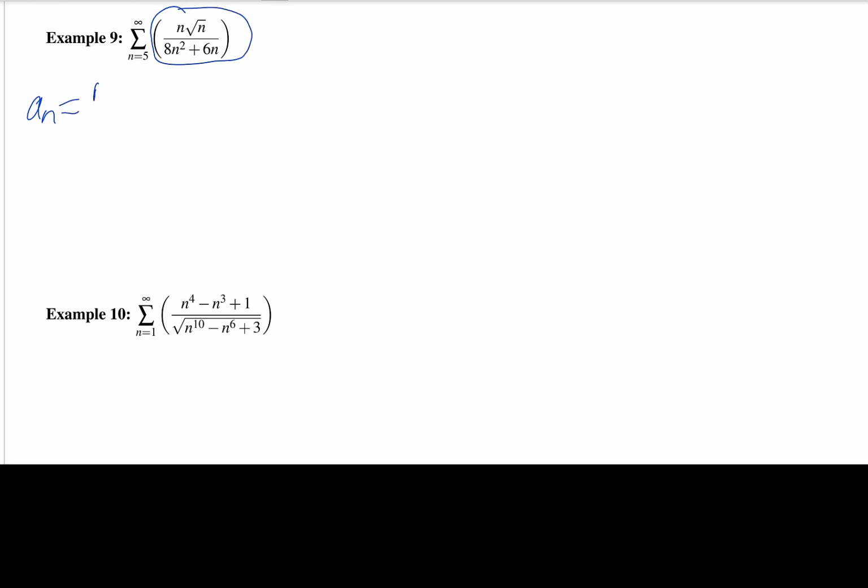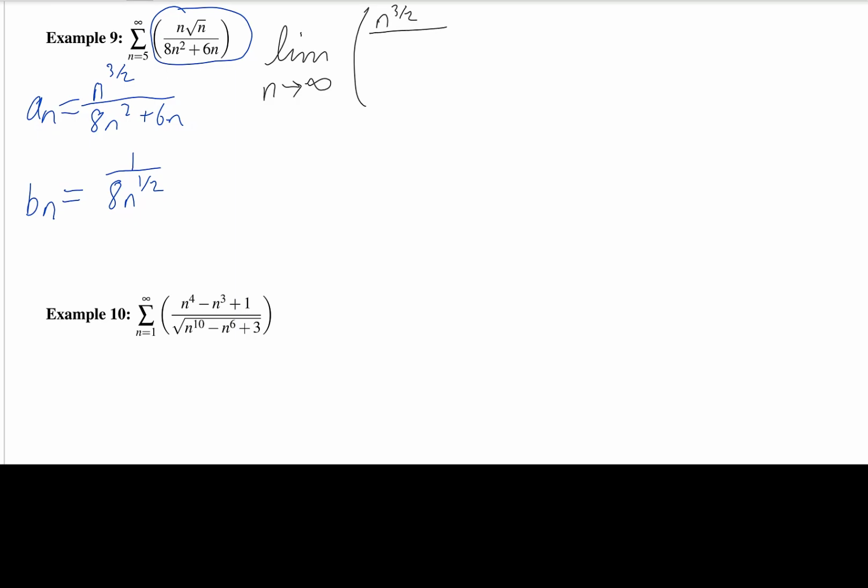Right, so a sub n is going to be n to the 3 halves over 8n squared plus 6n. And our b sub n, the thing we were comparing with, that was 1 over 8n to the 1 half. So now what I'm going to do here is calculate the limit as n goes to infinity of a sub n over b sub n. So it's going to be n to the 3 halves over 8n squared plus 6n divided by 1 over 8n to the 1 half.